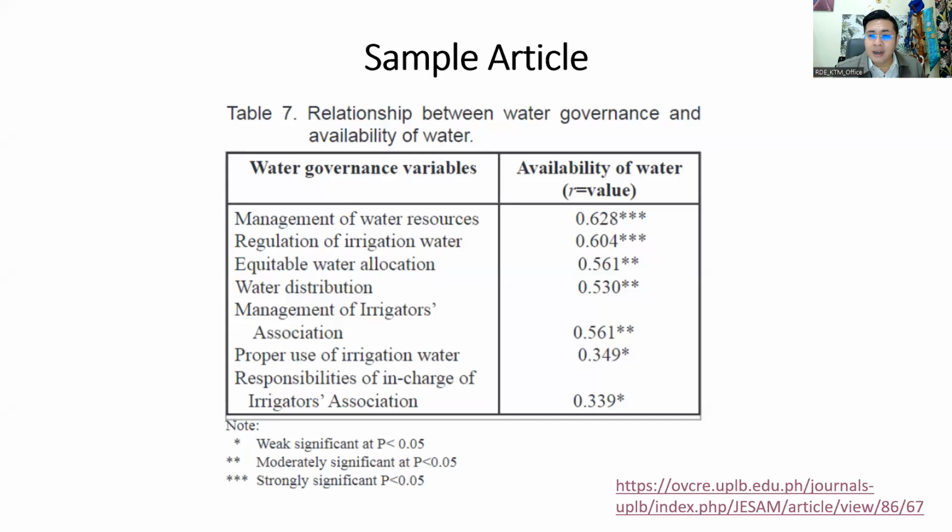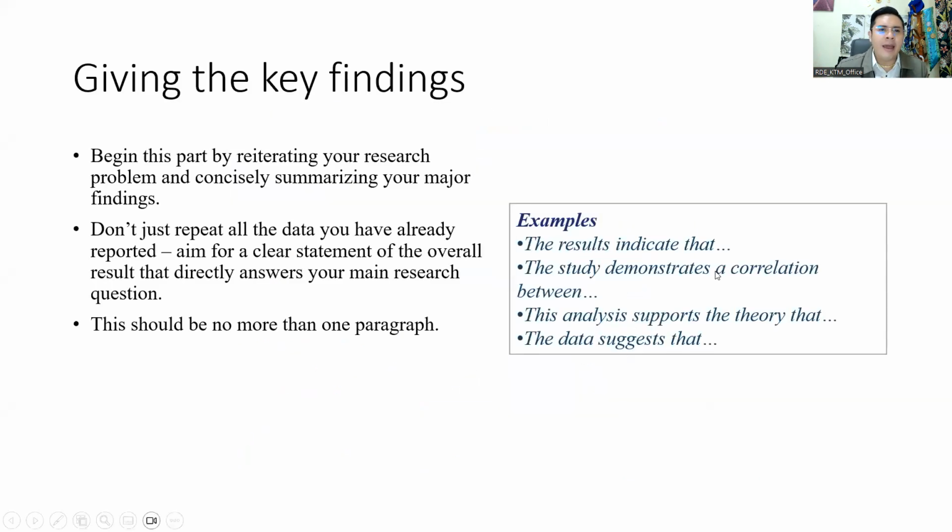Okay, so in a better way to write the results and discussion section of your research paper, you must be guided with the points I presented a while back. Okay, so I will give key important things for you to consider when you are writing your results and discussion section by giving the key findings. So begin in part by reiterating your research problem, concisely summarizing your major findings. Don't just repeat all the data you have already reported. Aim for a clear statement of an overall result that directly answers your main research question.